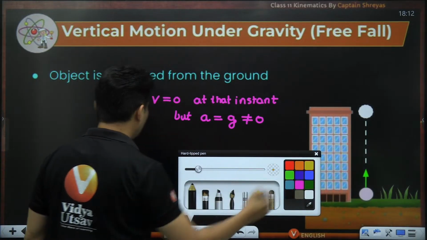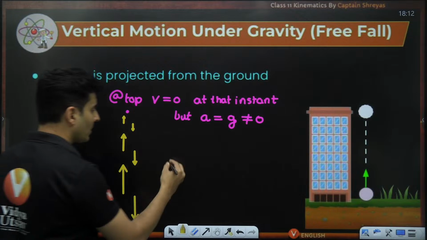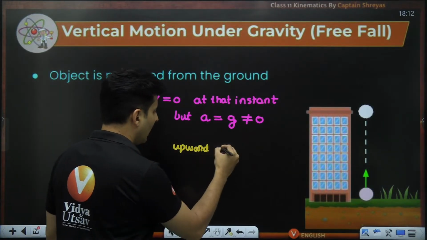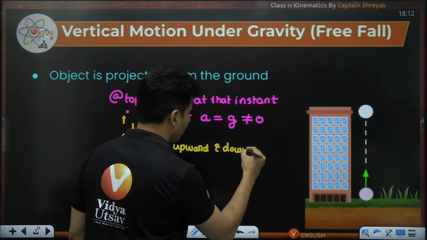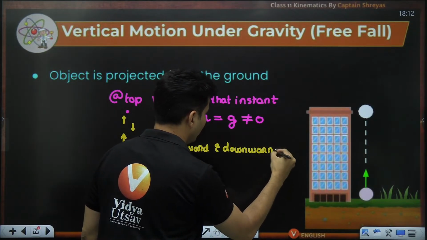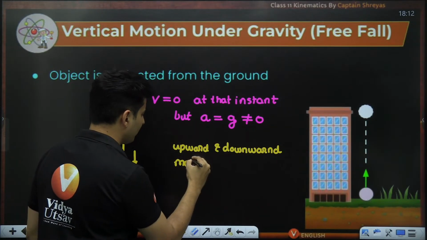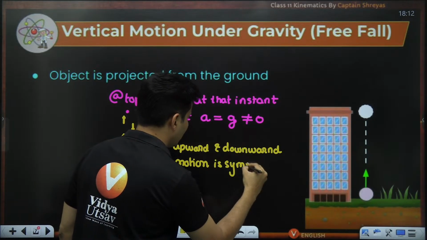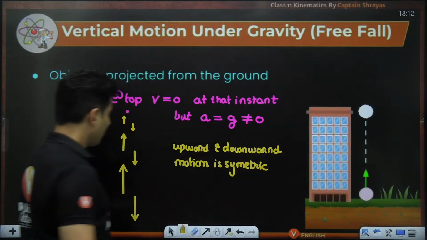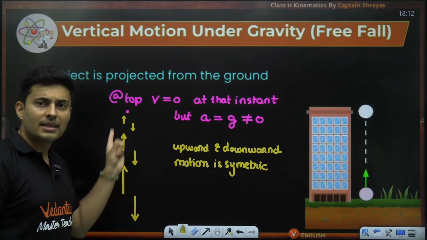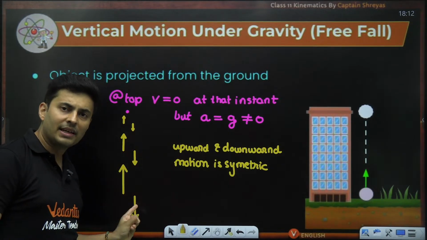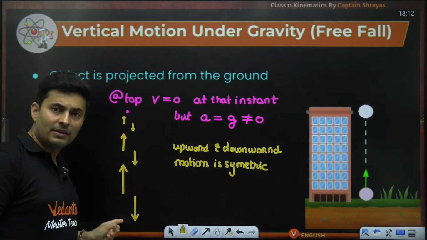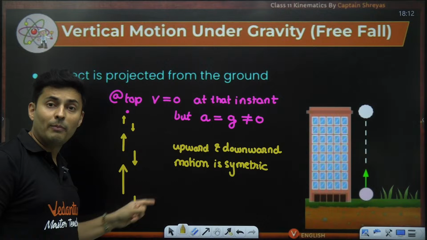Also, you will see that the upward and the downward motion is symmetric, meaning whatever time it takes, let's say 3 seconds to go up, the same 3 seconds it will take to come down. If it takes 7, it will take 7. So 7 plus 7 will be 14 seconds to go up and down.